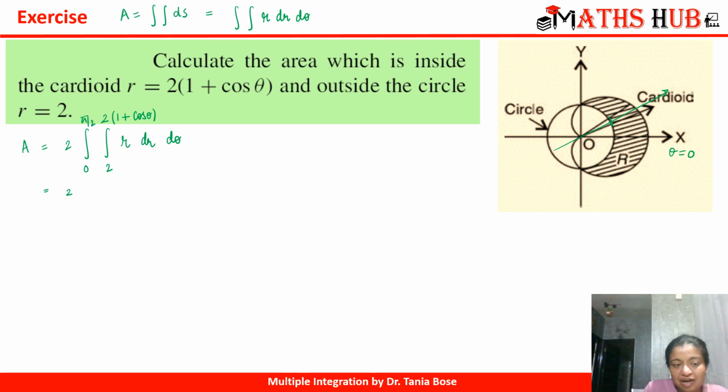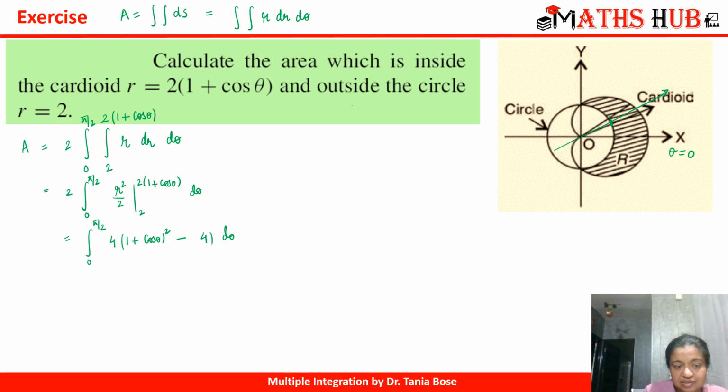So let us try to evaluate it. So this is 0 to pi by 2. Integration of r is r square by 2. Limits from 2 to 2 into 1 plus cos theta. And we have d theta here. So this 2 will go out and get cancelled. We will have 0 to pi by 2. So I will get 4 times 1 plus cos theta whole square minus 4 d theta.